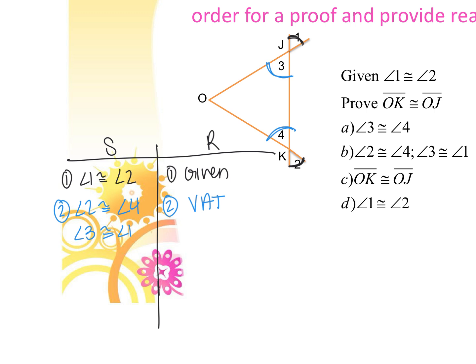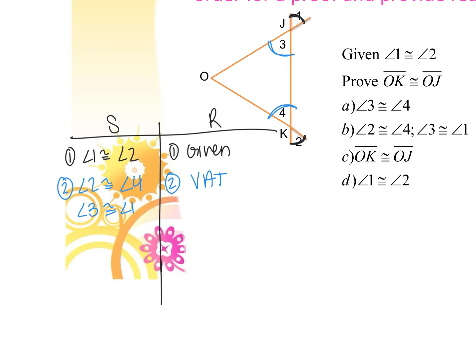All right, next. Since I know that the vertical angles are congruent, what else can I show that's equal? Angle 3 is congruent to angle 4 by the transitive. Okay, what's another word for transitive? Substitution. I would use substitution. So angle 3 is congruent to angle 4.